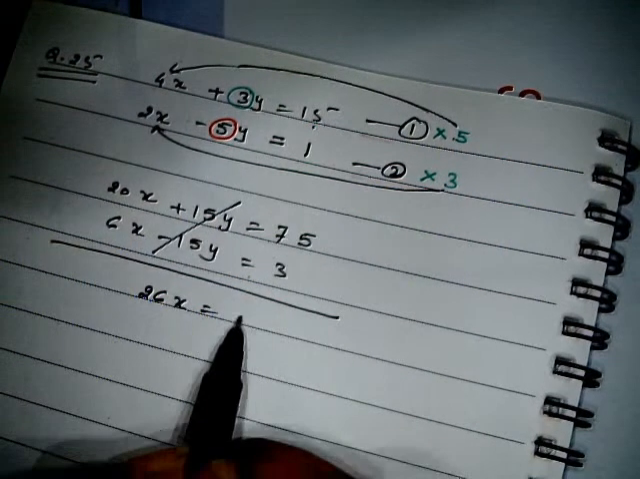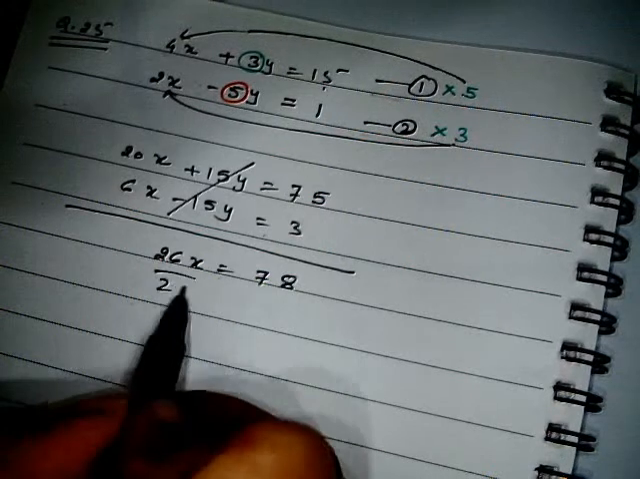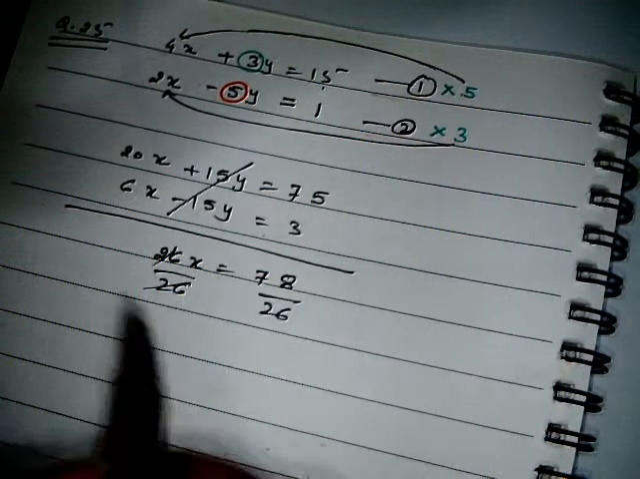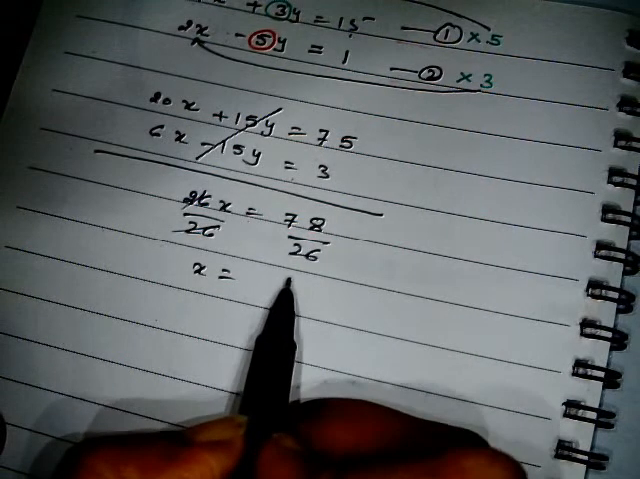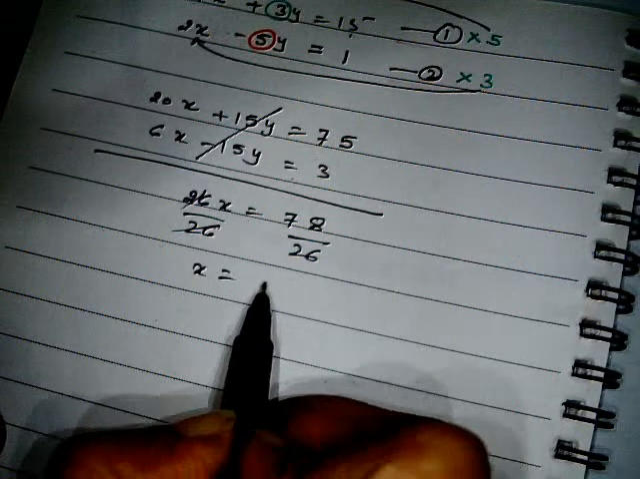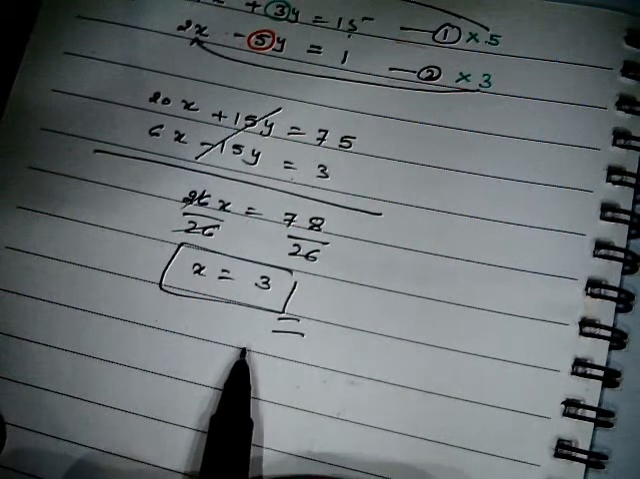Divide by 26. So the 20x is cancelled out and this is 26. 78 divided by 26 is 3 times, so x is 3. Plug this x value into either of the equations to get the value of y. I am going to plug it into equation 1.